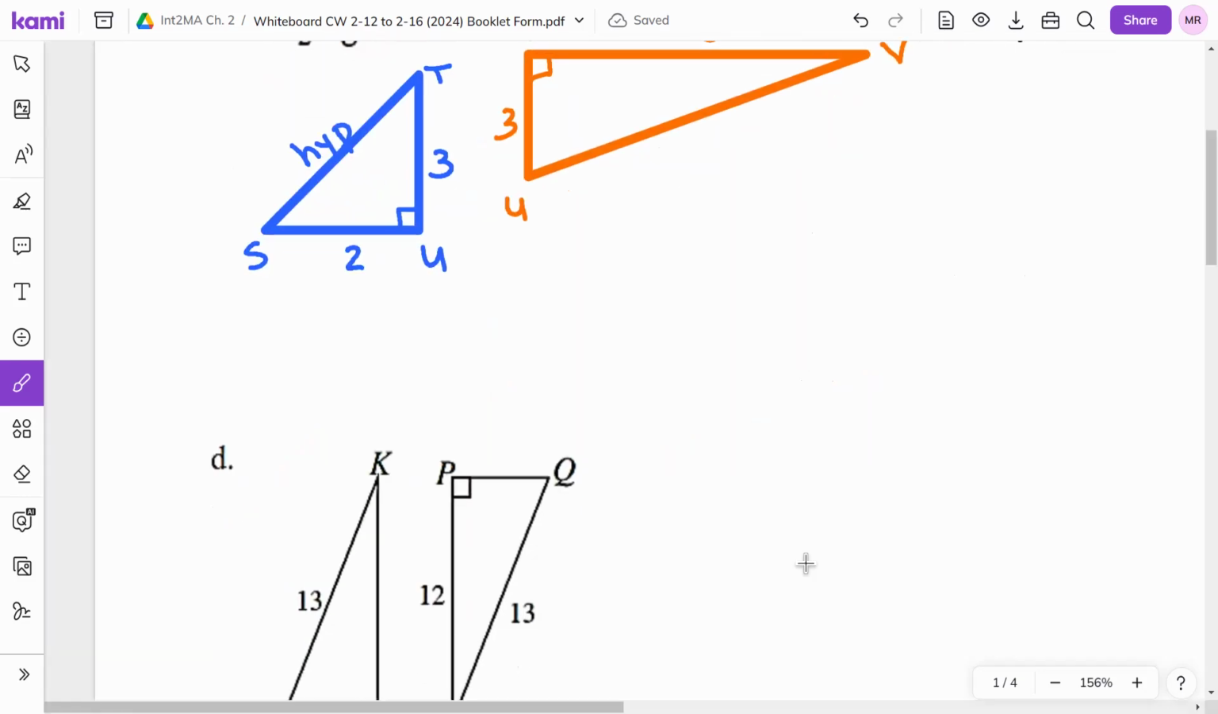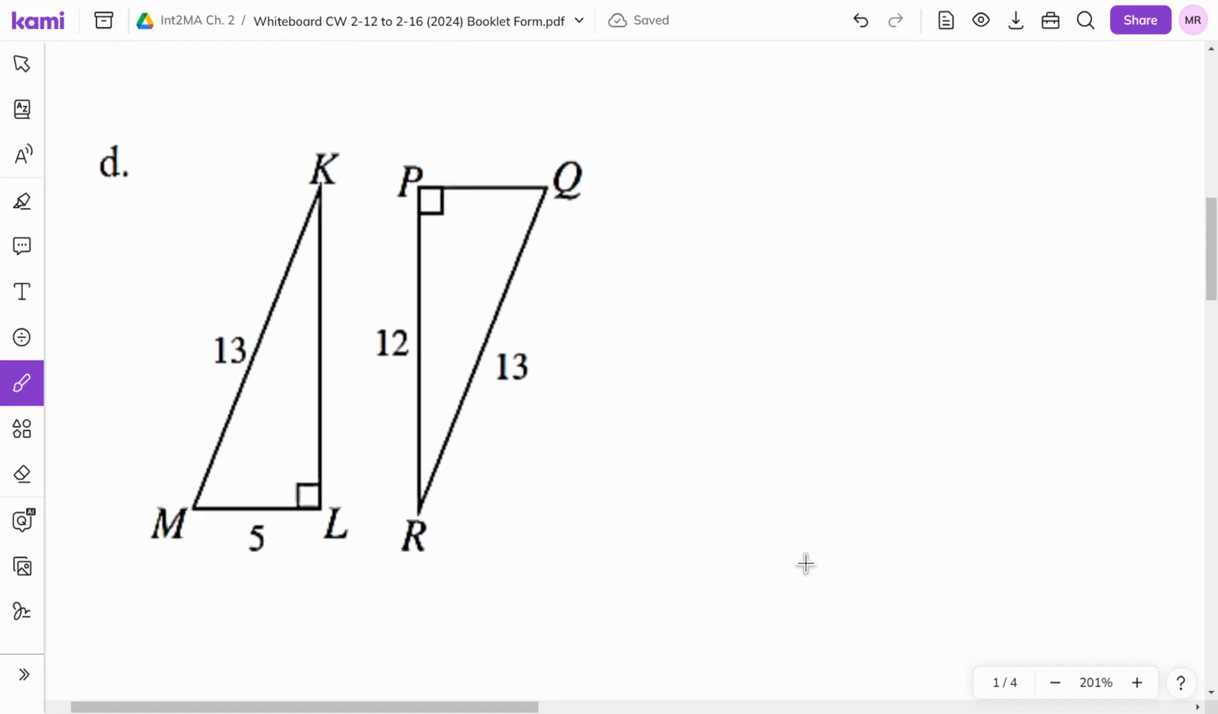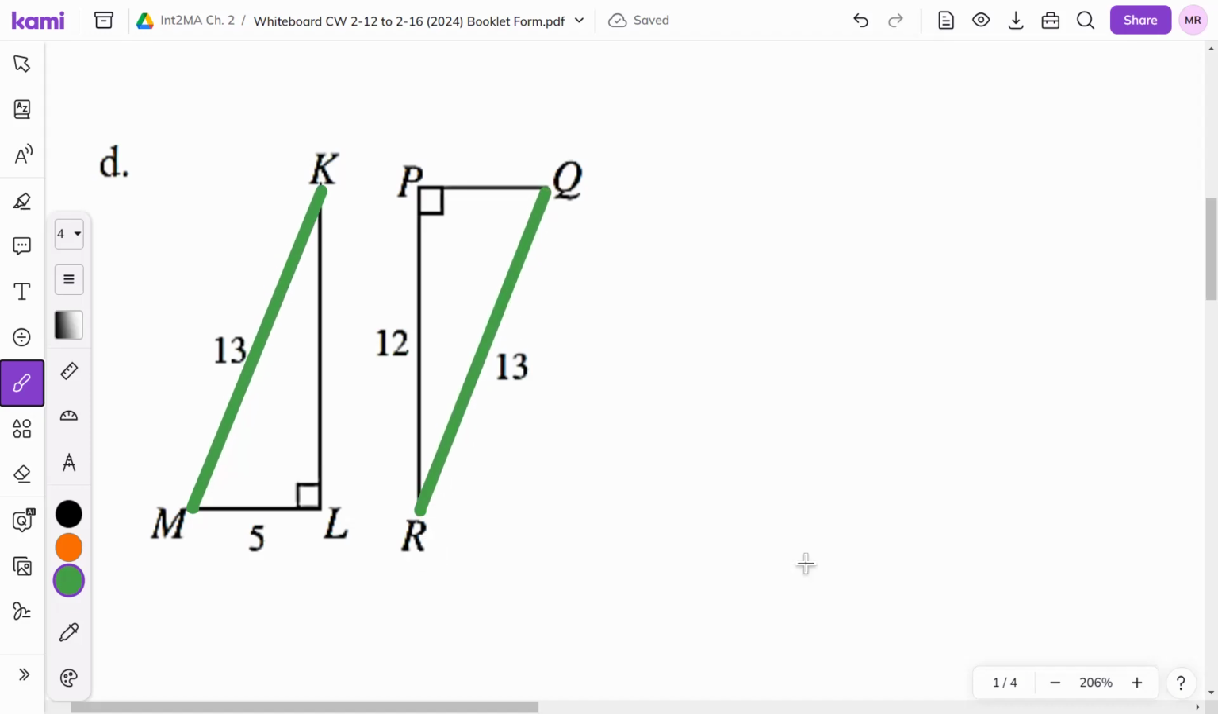Last one, D. Now for this one, I do see that we have a right triangle. I do notice that we have this hypotenuse and this hypotenuse are both 13. Okay, they're the same. They both have a right angle. Now they both have a leg, but they don't have the same leg.